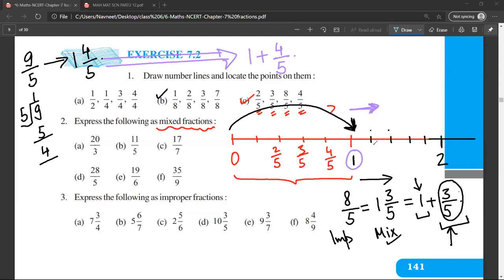So if you understand, this part is 1 by 5, 2 by 5, 3 by 5, 4 by 5, and this is 1. So when I reach here, I will be at 1 and 4 by 5. Sarthak, is there any difficulty? No, sir. Okay, so there is no difficulty.